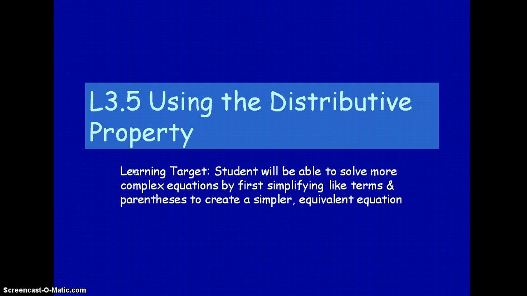There isn't a whole lot different in Lesson 3.5 than there was in Lesson 3.4, so you won't hear a whole lot of my voice, but I plan to talk you through as much as need be.